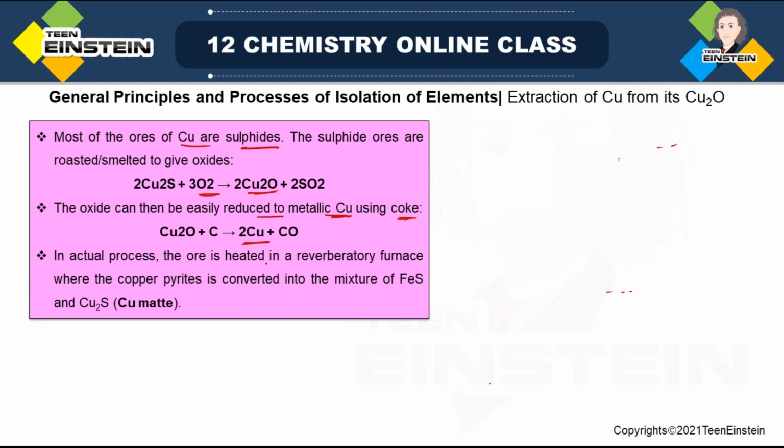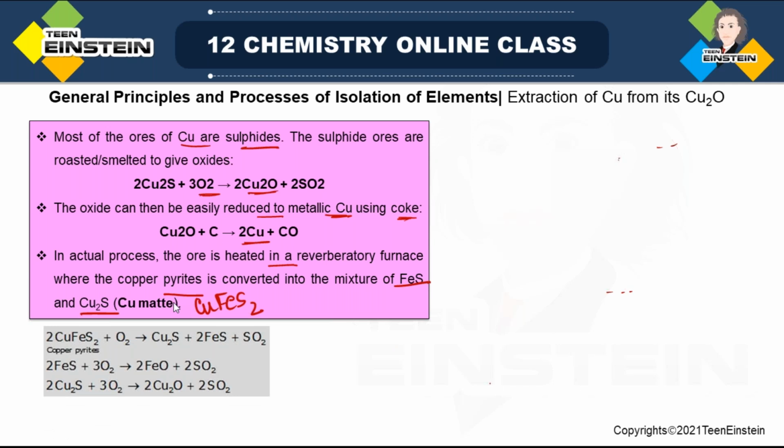Now in the actual process, the ore is heated in a reverberatory furnace where the copper pyrites is taken. Copper pyrites is basically CuFeS2. It is a sulfide of two metals, Cu as well as iron. In the actual process we take copper pyrites, we do not take copper sulfate directly. So CuFeS2, what is done? First it is converted into a mixture of FeS and Cu2S. And this Cu2S is known as copper matte.